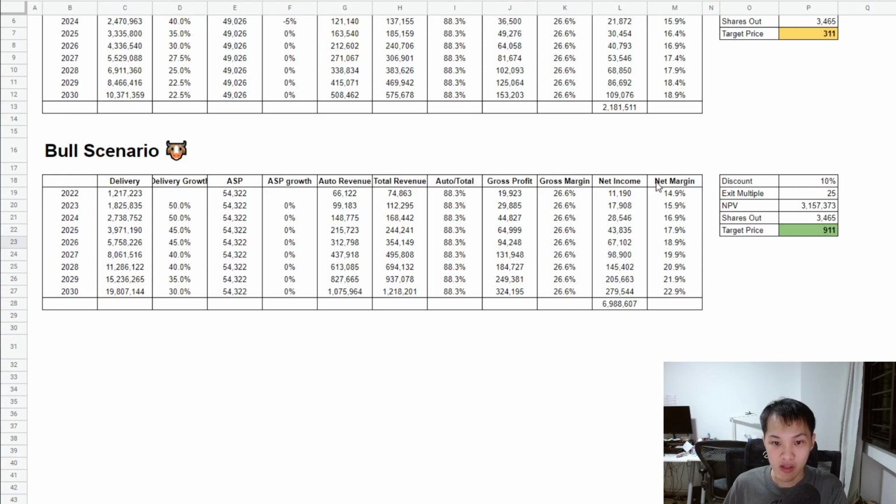And then on the net margins, it is also different. I assume a 1% increase in the net margins every year.